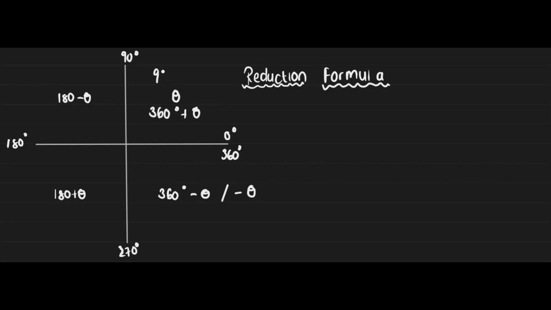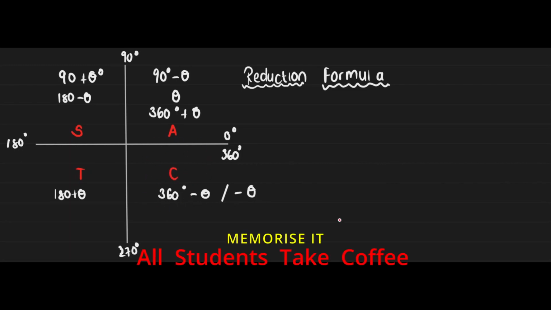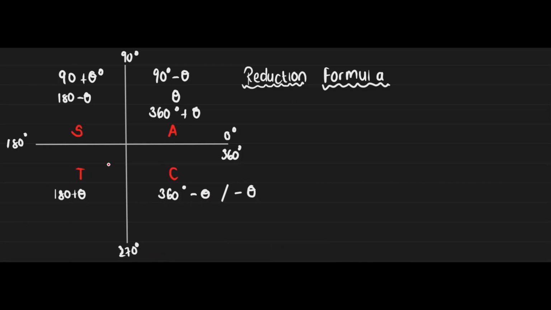We're now dealing with the 90. We can have 90 minus theta. This one can be 90 plus theta. Then we know that this stands for A, which means sine, cos, and tan are all positive here. This one is S, meaning sine is positive only here. This is T, meaning only tan is positive here. And this is C, which means cos is only positive here. To memorize it, just know that all students take coffee, and this is called the CAST diagram.